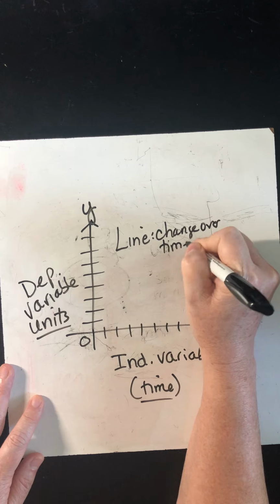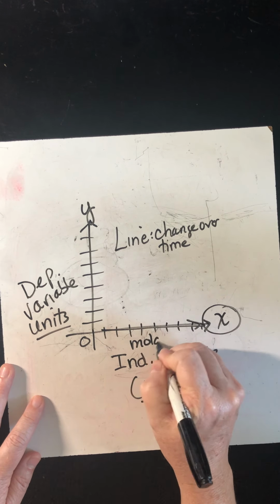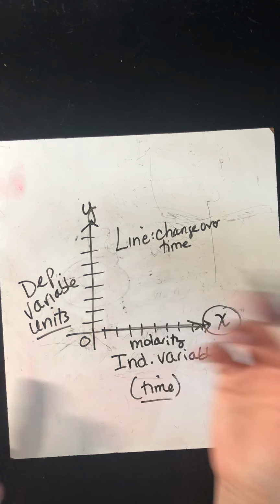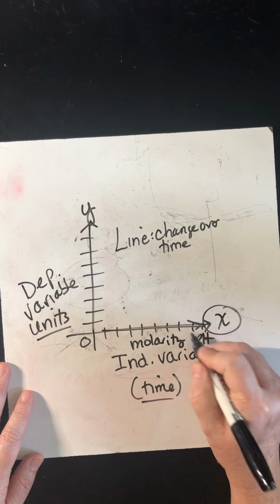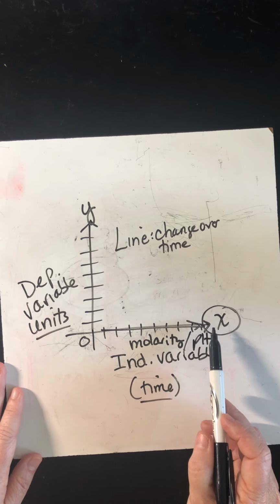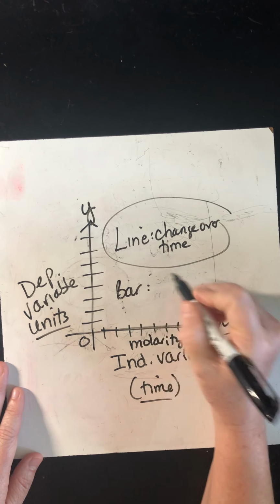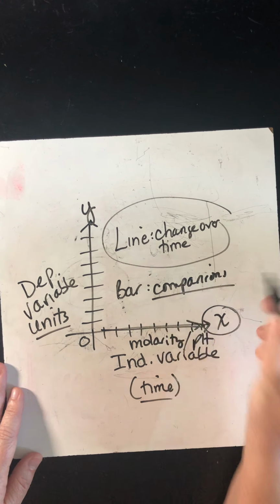And then a line graph is used if it's a change over time, or if we're looking at how molarity increases and what happens to the cell, or if it's pH increasing. Anytime there's a scale of things that can increase or decrease, you're going to use a line graph. But you'll use a bar graph if you're showing overall comparisons of things.